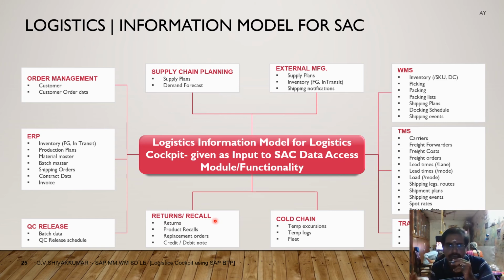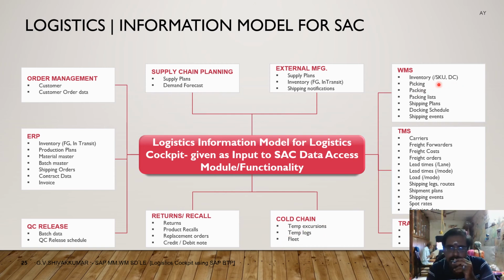Any manufacturing industry will have returns and recall. Even with a distributor, wholesaler, or retailer, we have returns and recall, right? So that comprises returns of material, product recalls, replacement orders, credit and debit notes, and then cold chain, which includes temperature excursions, temperature logs, and fleet management systems. Everything comprises cold chain in general.